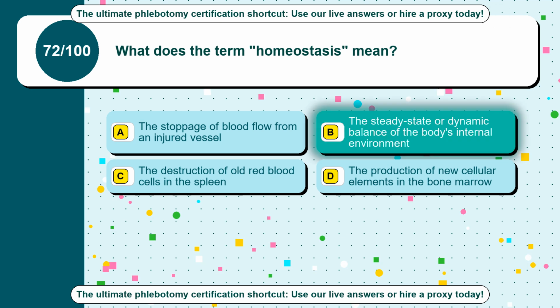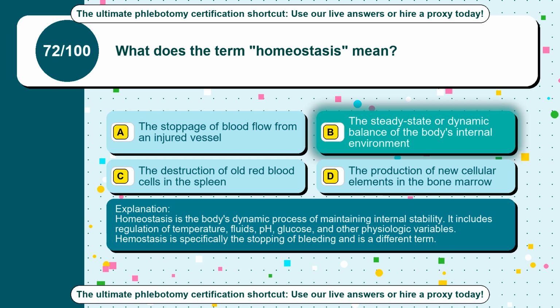The correct answer is option B, the steady state or dynamic balance of the body's internal environment. Homeostasis is the body's dynamic process of maintaining internal stability. It includes regulation of temperature, fluids, pH, glucose, and other physiologic variables. Hemostasis is specifically the stopping of bleeding and is a different term.